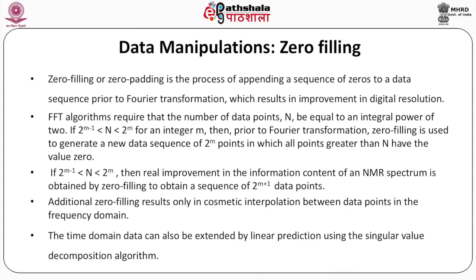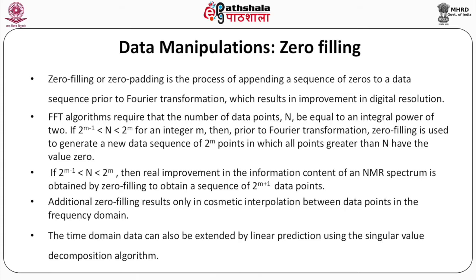The fast Fourier transform algorithms require that the number of data points n should be equal to an integral power of 2. If 2^(m-1) is less than n is less than 2^m for an integer m, then prior to Fourier transformation, zero filling is used to generate a new data sequence of 2^m points in which all points greater than n have the 0 value.